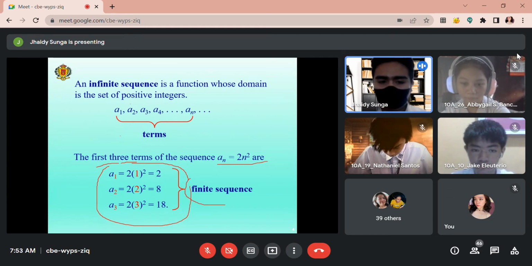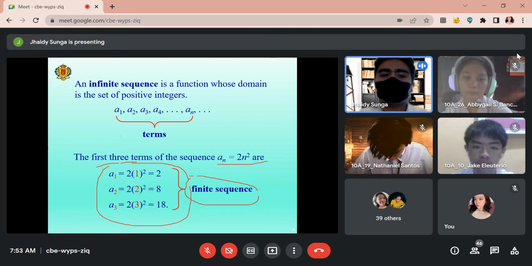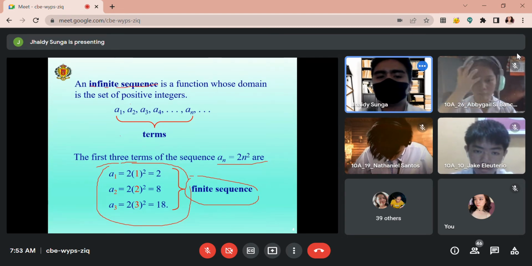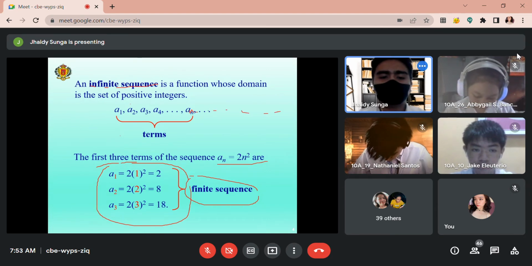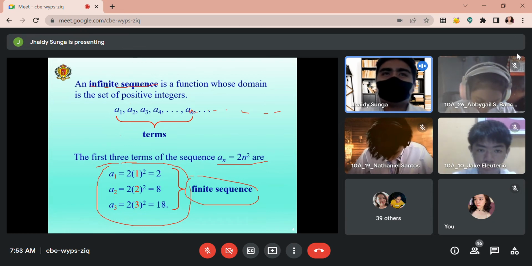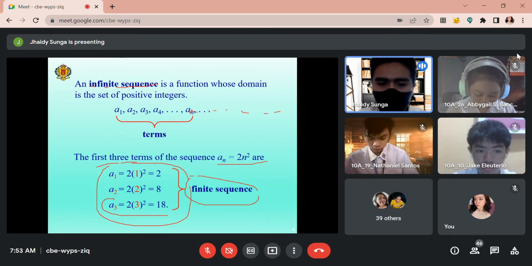So, it is used in a finite sequence. If we say infinite, we tend to have a sub n, and it's still continuous. While in a finite sequence, if we are to tackle finite sequence, we have this set of n numbers.